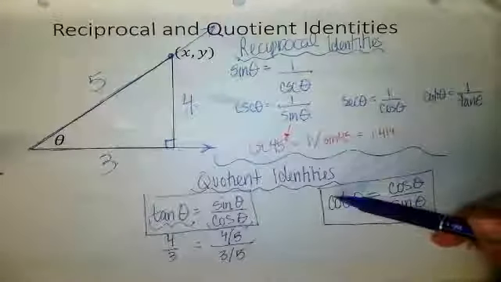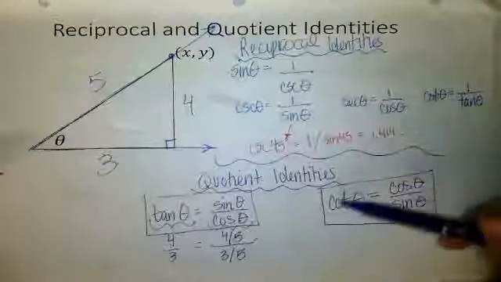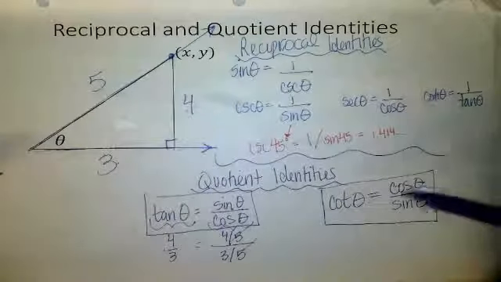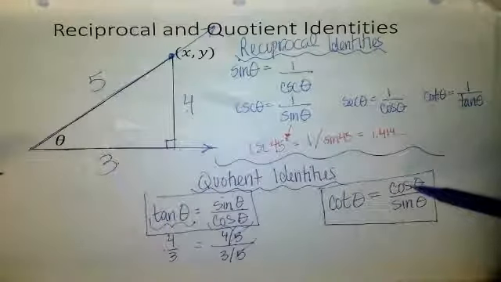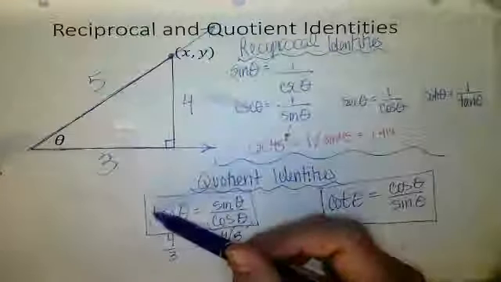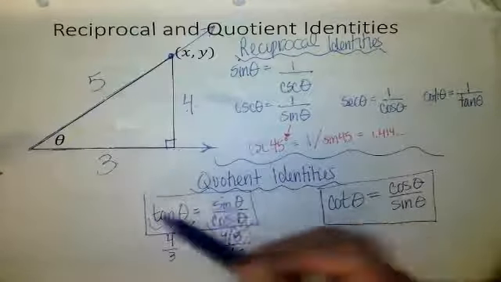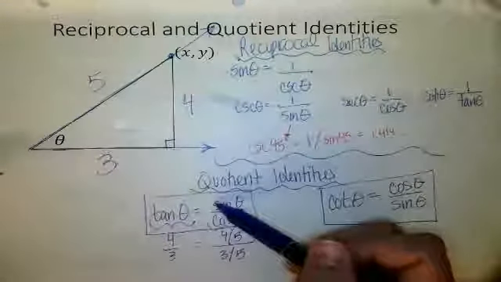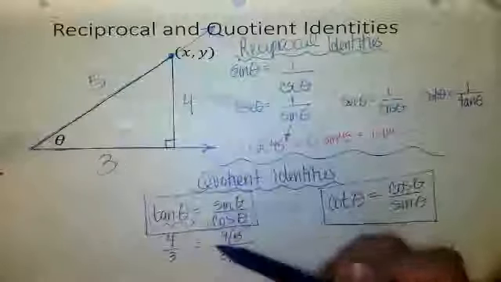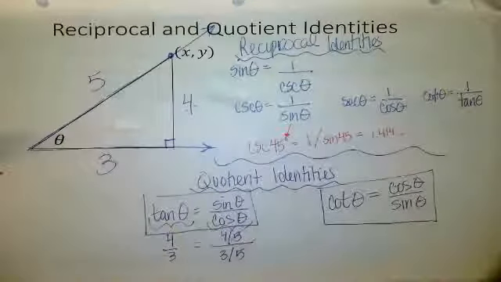Cotangent has cosine on top; they both start with C. Cotangent, cosine over sine. Tangent, I just think alphabetically tangent is closer to sine, so T is closer to S, so sine on top. I just try to look at things until I have them memorized.